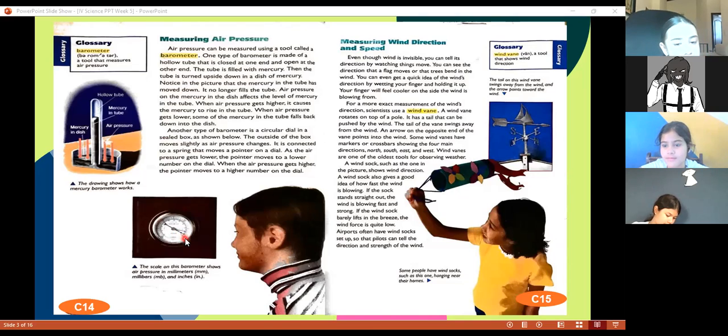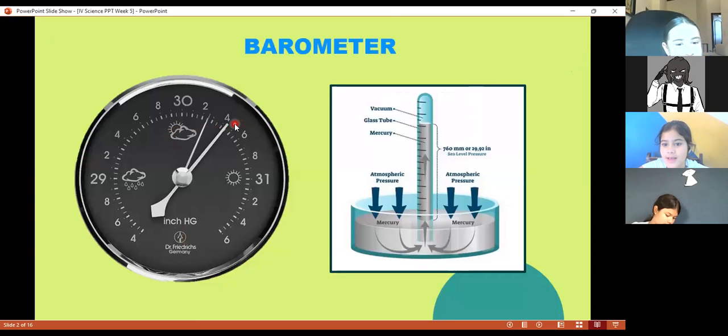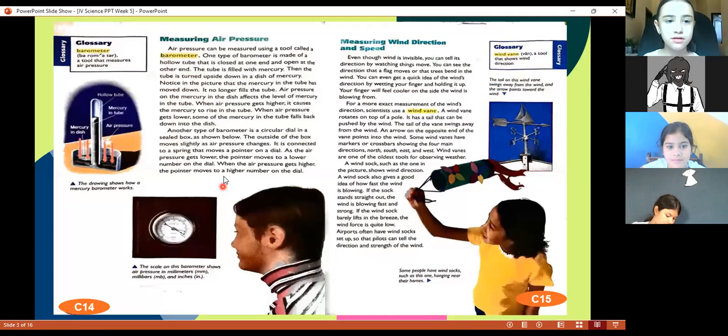So you see a number, like in the previous picture. I'm going to show you one more time. In this case, the pointer is on 4 and 2. So it says inches. The representation is going to tell you how the air pressure is at that moment.